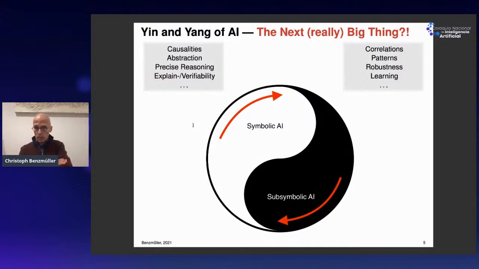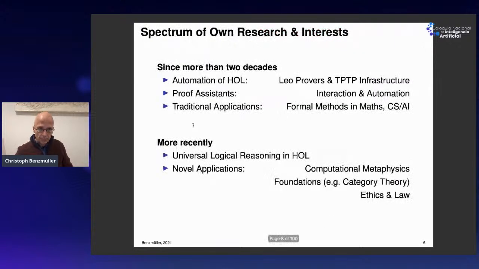I think that is what we need to pay more attention to, namely the integration of techniques from the subsymbolic and the symbolic side, because then we can actually combine the pros from both areas: correlation, patterns, robustness, learning on the side of subsymbolic AI techniques, and dealing with causalities, abstraction, precise reasoning, and explainability and verifiability, so precise, rational explanations, in the area of symbolic AI.